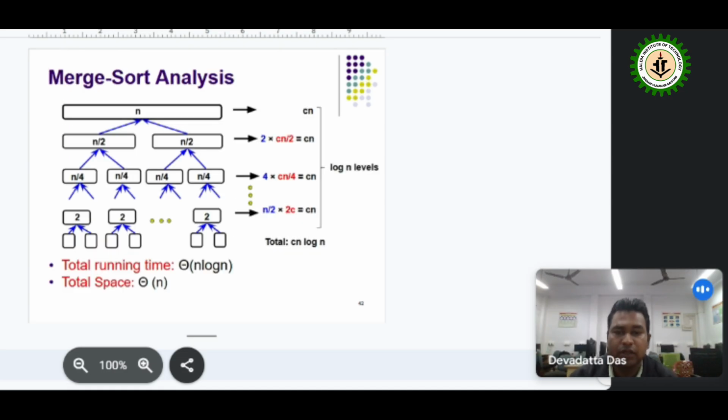So here is the graph. The n is divided into n by 2 and n by 2, then n by 2 is also divided into n by 4, and so on down to 2, 2, and so on. Okay, so the total running time is big theta of n log n, and the total space is big theta of n.